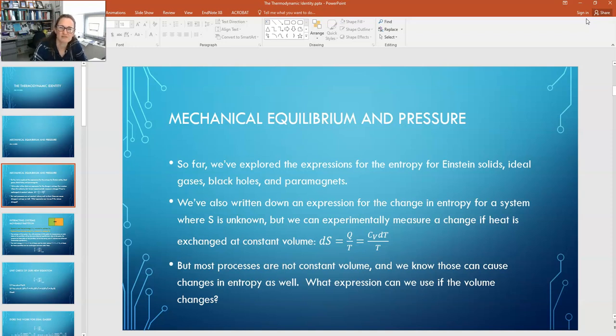And there's not a lot of constant volume processes that happen every day. In fact, most processes that happen every day on planet Earth are constant pressure processes, right? Not constant volume. That's a little bit more difficult to control. And so we know that these constant pressure processes can cause an entropy change, and it would be helpful to be able to develop an expression for the change of entropy of a system for a constant pressure process. So what expression can we use for the entropy change if the volume changes and it's not a constant volume process?